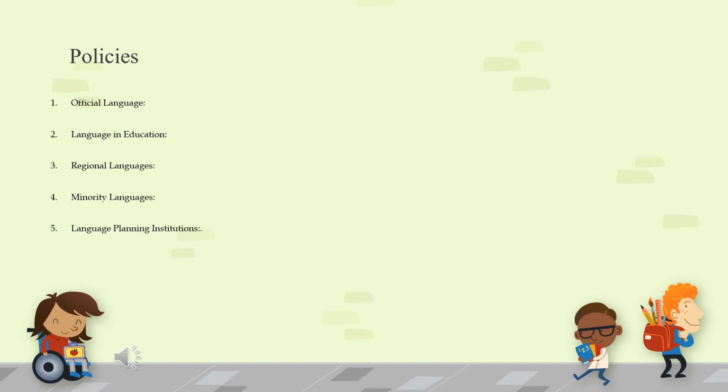Number four is minority languages. Bangladesh is home to various ethnic and religious minority communities, each with its own distinct language. The government recognizes the significance of these languages and endeavors to protect and promote them, allowing minorities to preserve their cultural heritage.